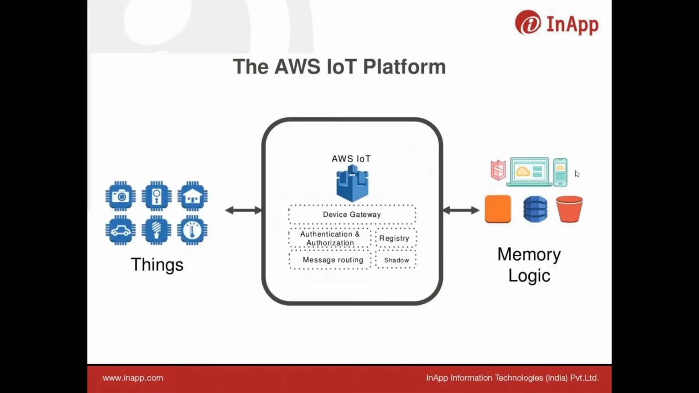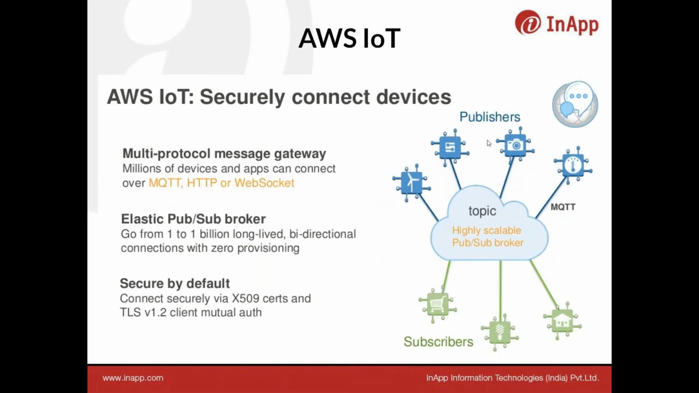Go to that next. So this is the AWS IoT platform. Things are all devices. The device, the gateway is there, authentication, authorization, these are the services available. A message routing through IoT rules. A registry is the thing registry in the AWS IoT, and a shadow. And it actually communicates with memory logic, what kind of data needs to be stored, or what kind of analytics needs to be done. So that is what AWS IoT platform is all about.